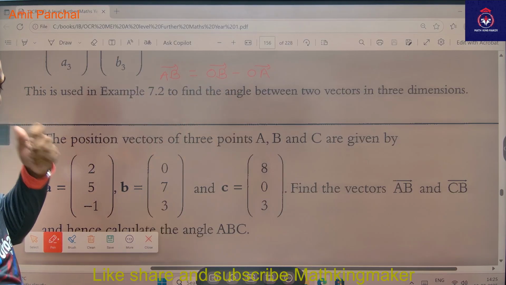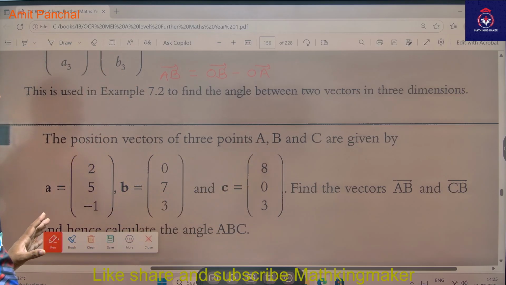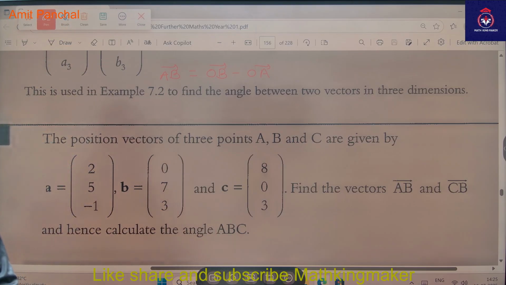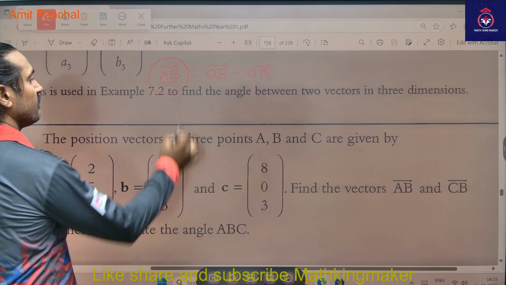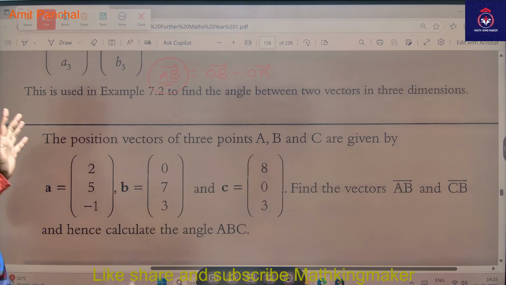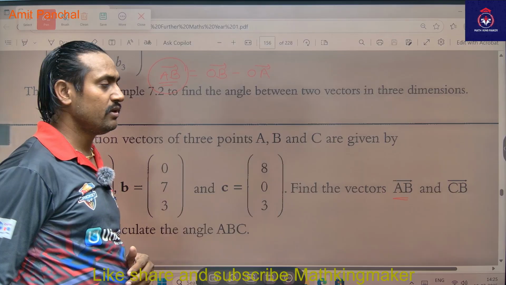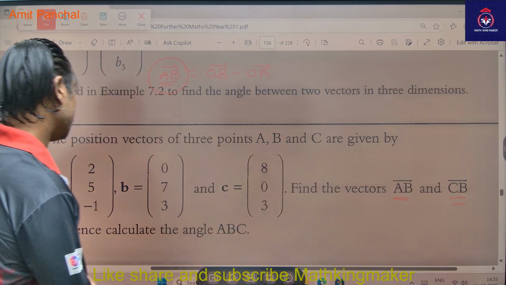So first of all, you just draw these three vectors and make a triangle, then you will understand how it is working. These three sides will behave like three sides of a triangle. You will find AB, you will find BC, you will find CA. Now find the vector AB. This is very easy to find out by the position vector rule. CB also can be found, and hence calculate the angle ABC.